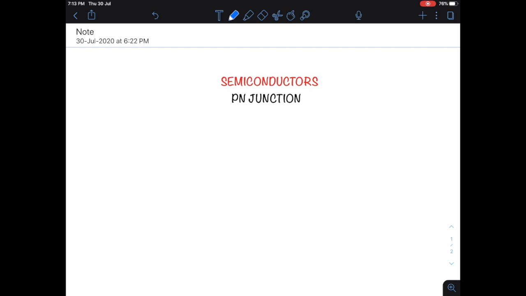Now, it is a basic building block for all the semiconducting devices which contain one or more junctions. Examples: diodes, transistors, etc. Now, these are semiconducting devices. For example, in a diode, you have one junction. In a transistor, you have two junctions.